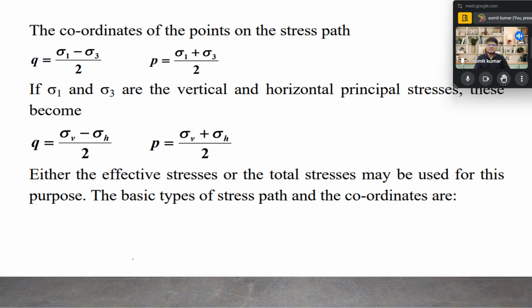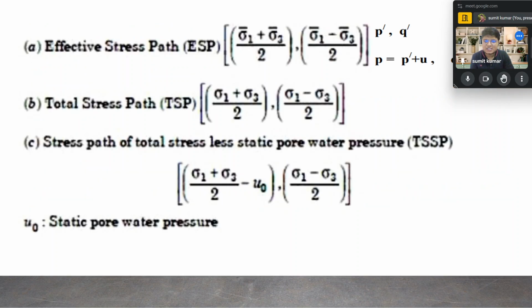There is a question we have seen earlier in which the stresses in the vertical and horizontal directions are given. By calculation we formed the value of sigma n and found the value of shear stress, so that interrelation could also be established. Here in the effective stress path, the coordinates are p dash as sigma 1 bar plus sigma 3 bar by 2, and q dash as sigma 1 bar minus sigma 3 bar by 2.